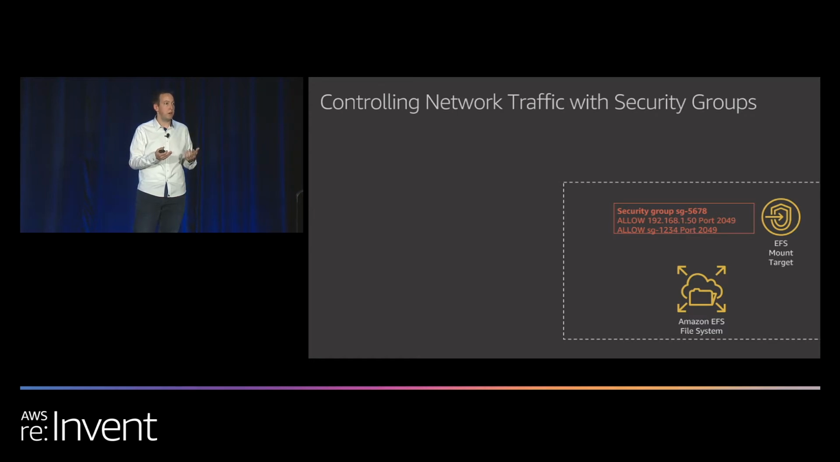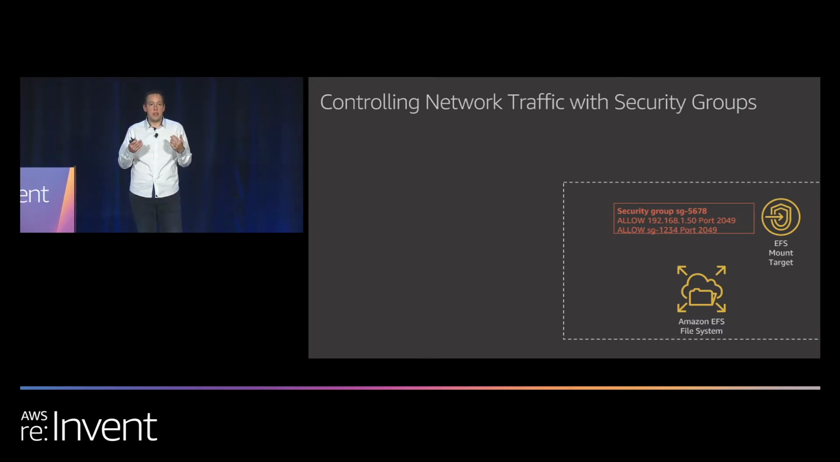Those mount targets are in your VPC, which means you cannot connect to an Amazon EFS file system from outside of that VPC unless you've done something at the network layer to allow that, such as a transit gateway or a peering link or something similar to that. So the next line is, once you are in that VPC, you will only have access to a file system if the security group permits it.